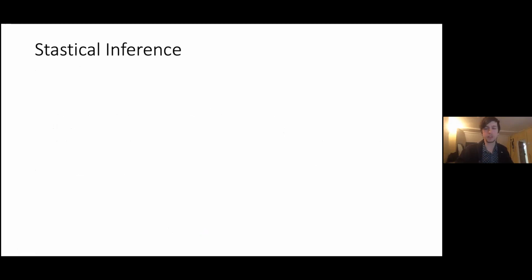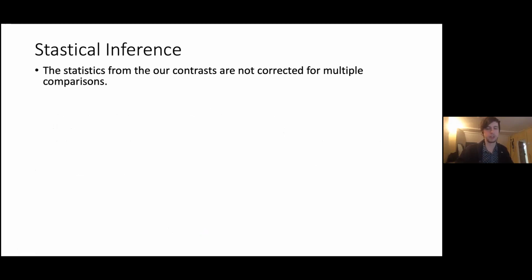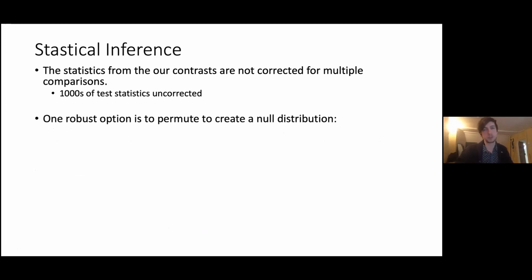Cool. But there's a problem with statistical inference here. Even though you can calculate your T-stats or your F-stats or whatever, as many of you know, this creates problems with multiple comparisons. So you have thousands of test statistics potentially that have been uncorrected for. A really robust option is to permute to create a null distribution.